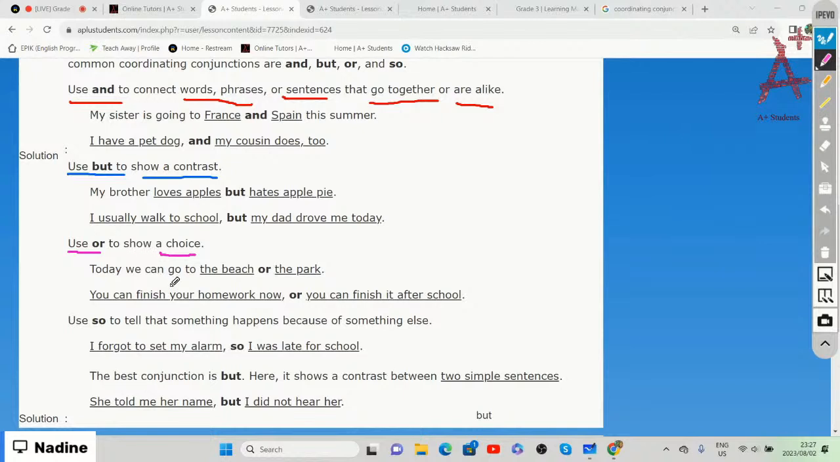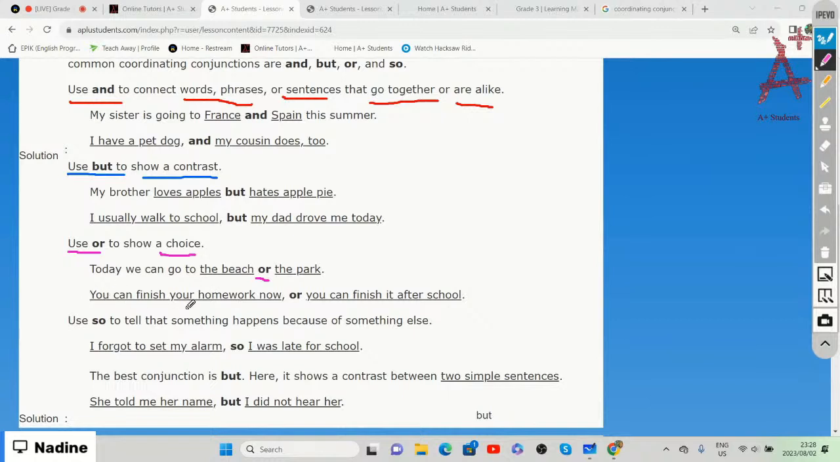Today we can go to the beach or park. It's like saying you can choose where you want us to go. Do we go to the beach or do we go to the park? You choose, right? This is a choice that you are given. So you can either choose the beach, for example, or you can choose the park. So or is the coordinating conjunction which joins those two phrases or words.